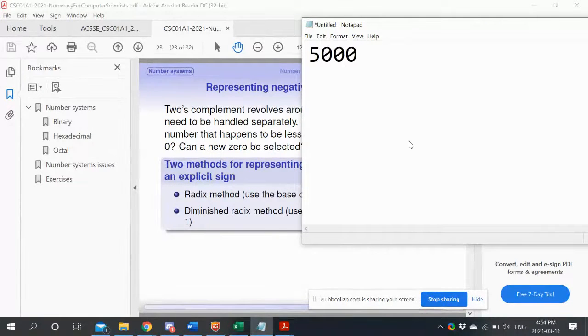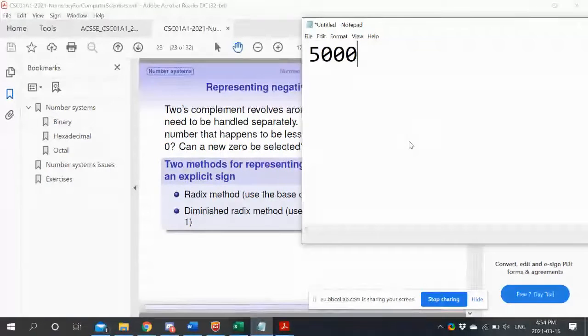Sorry, 5,000 as being your new 0, your halfway point. And then you treat numbers that are less than it as negative and numbers that are greater than it as positive. So you split the range of your numbers into 2 halves. So the absolute magnitude you can represent is now half, but you can represent positive numbers and negative numbers.